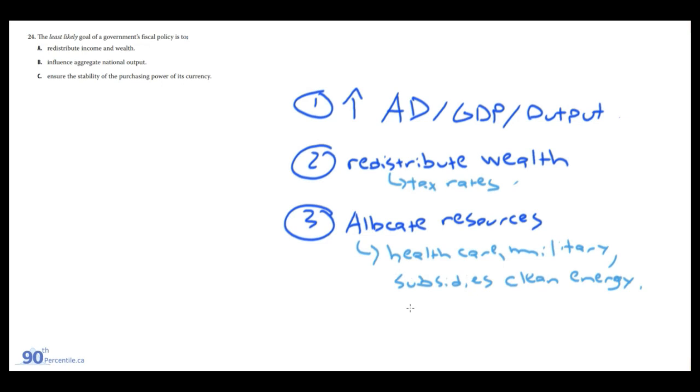Clean energy is one that's gotten a lot of funding, especially in the US recently, like electric cars, all that. So coming back to the question, the least likely goal is to redistribute income and wealth. Nope. Influence aggregate national output. Nope. Ensure stability of purchasing power of its currency. Purchasing power is related to inflation, and this is a monetary policy or central bank objective to manage inflation. So this is your answer.